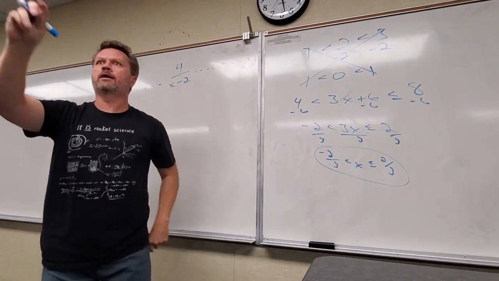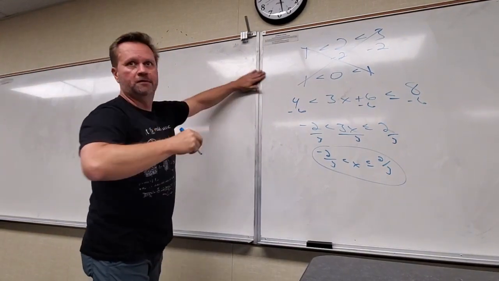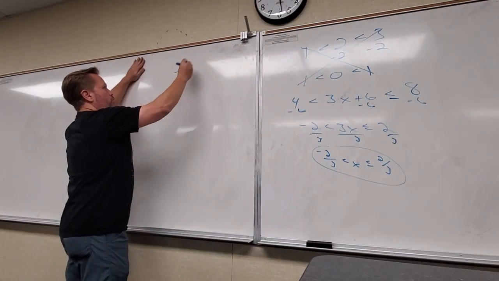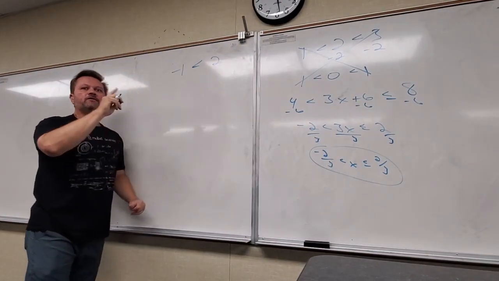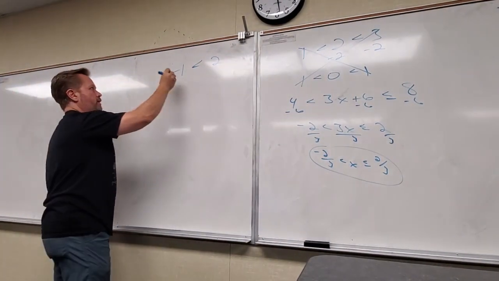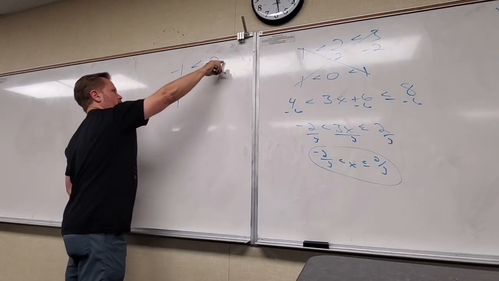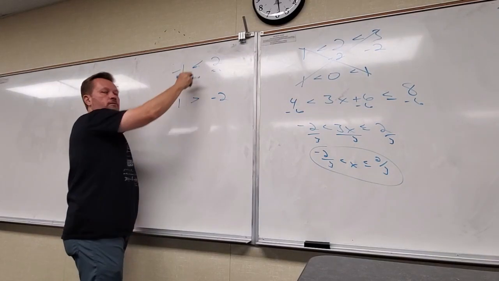Real quick, why do I have to flip the sign when I divide or multiply by a negative? Because then you can cancel? So watch this. Which one is bigger? If I divide or multiply both sides by -1, what's -1 divided by -1? 1. What's 2 divided by -1? -2. Which one's bigger now? The 1. What did the sign do?